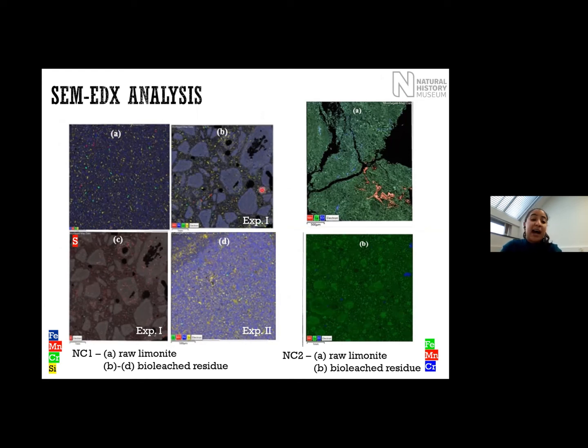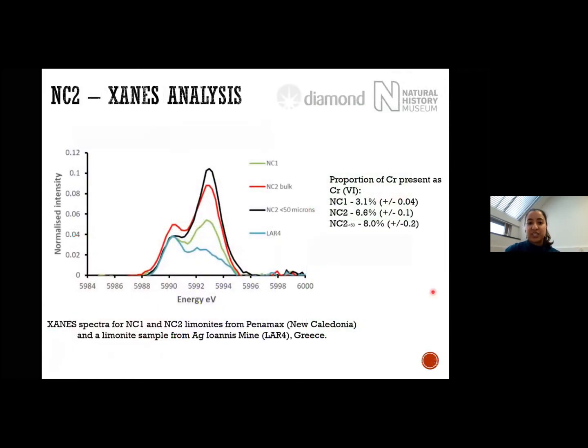limonite. And here for NC2, iron is green, manganese is red, and chromium is blue. You can see here that all the red, there's a beautiful red vein there, is completely gone, there's almost no manganese left there, which again agrees with the chemical analysis, because we got a high manganese recovery from these experiments. But at this point, we still didn't know if we really had chromium-6 in our samples.